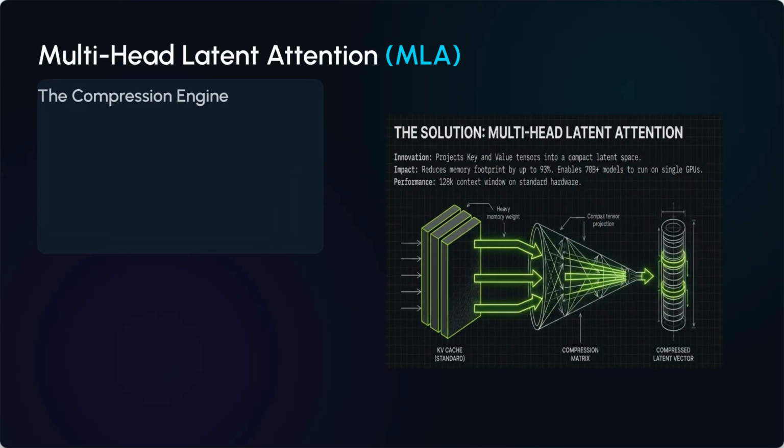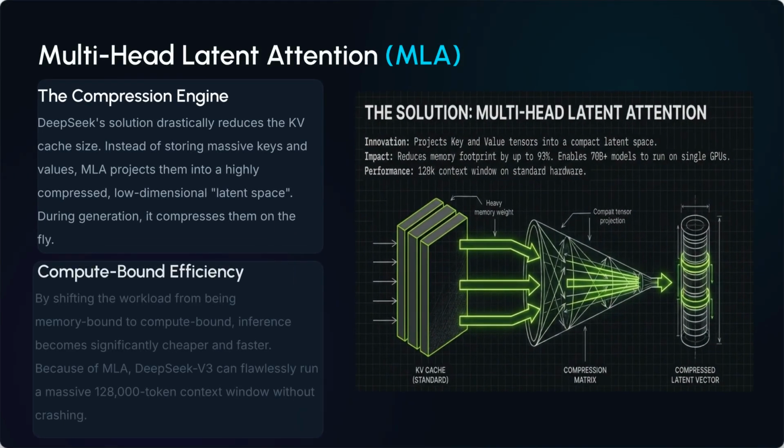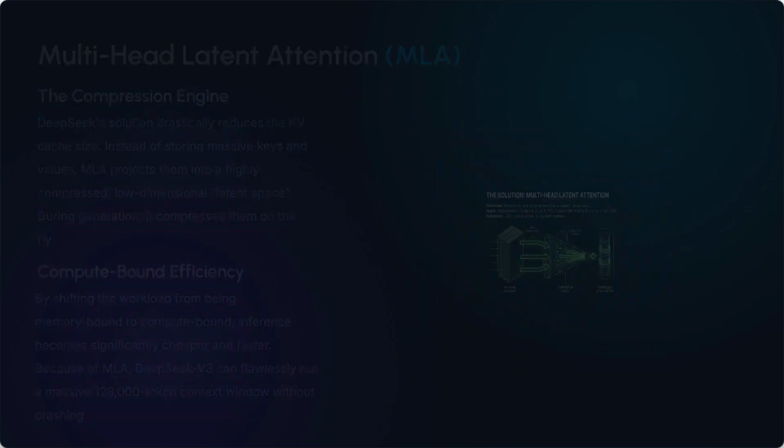Multi-head latent attention, or MLA, is DeepSeek's compression engine. It projects keys and values into a compressed latent space, drastically reducing the KV cache size by up to 93%. This shift to a compute-bound workload allows DeepSeek v3 to handle massive 128,000 token context windows flawlessly.